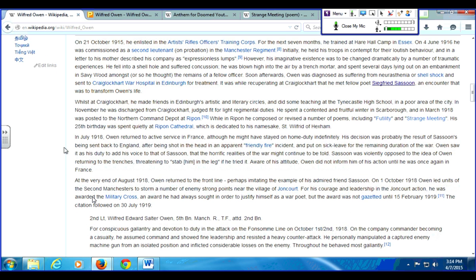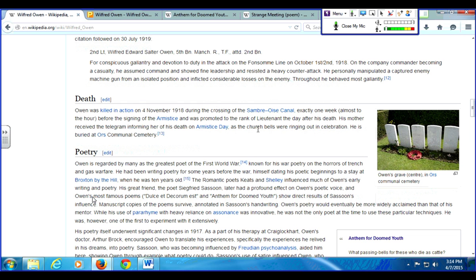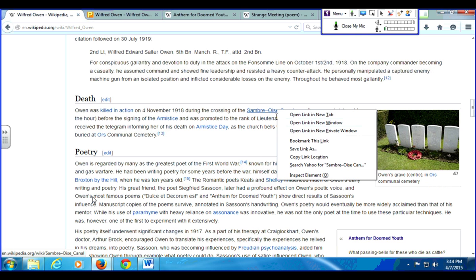Then he eventually went back to return to service. He chose to go back because his friend was injured. So at the very end, he led an attack, and before he was killed during the crossing of the Sambre Canal, one week before the war ended. So we'll see what that looks like too.